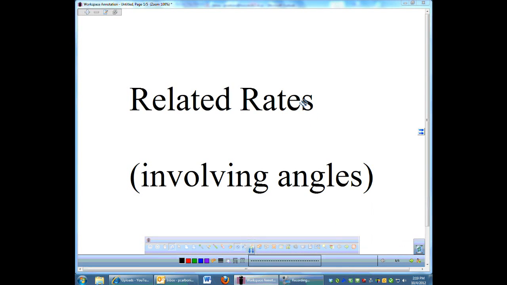All right, looking at some more related rates problems. And these are all problems that are going to involve angles on some level. I've got three problems we're going to look at.